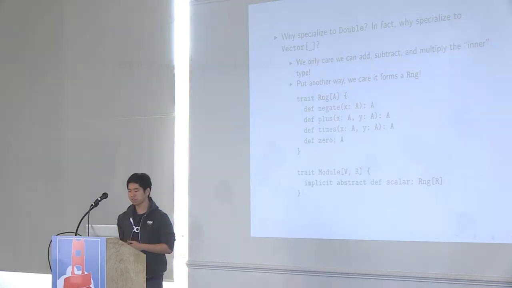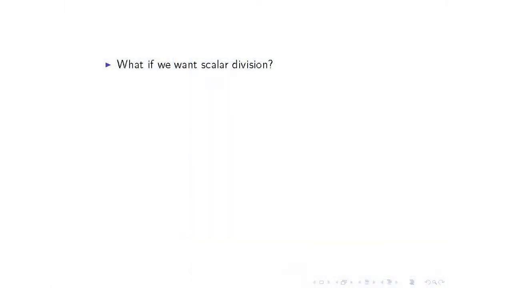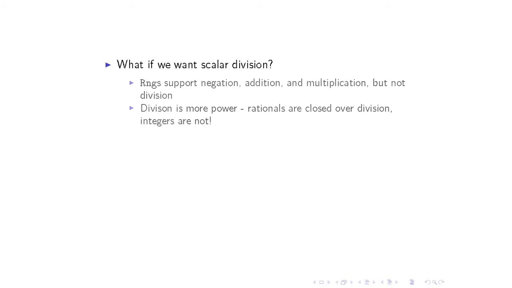What if we want scalar division? That's something reasonable that we want to do. Rings support negation, addition, and multiplication, as demonstrated earlier, but not division. And to ask for division is to essentially ask for more power. So for example, integers are closed over the ring operations, right? If you take any two integers and you subtract or add or multiply them, you will definitely get an integer back. Whereas if you take two arbitrary integers and ask to divide them, you can't guarantee that the result you get back is an integer, right? If I took 2 divided by 4, that's a rational number, not an integer. So division is asking for more power.